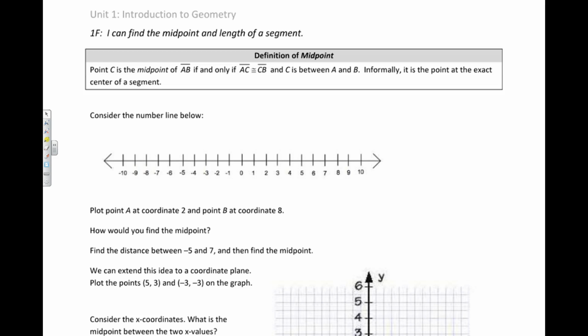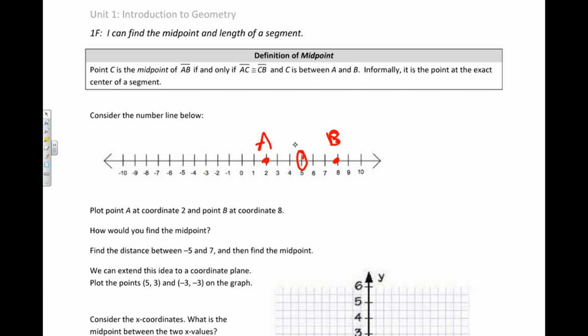So let's take a look right here. If I have point A at coordinate 2, and point B at coordinate 8, and I want to find the midpoint. It's the point that's exactly halfway between them. Now, if we were younger, we'd probably count and go, well, there's 1, 2, 3, 4, 5, 6 units between them. So halfway would be 3 units along. 1, 2, 3, that would be 5.